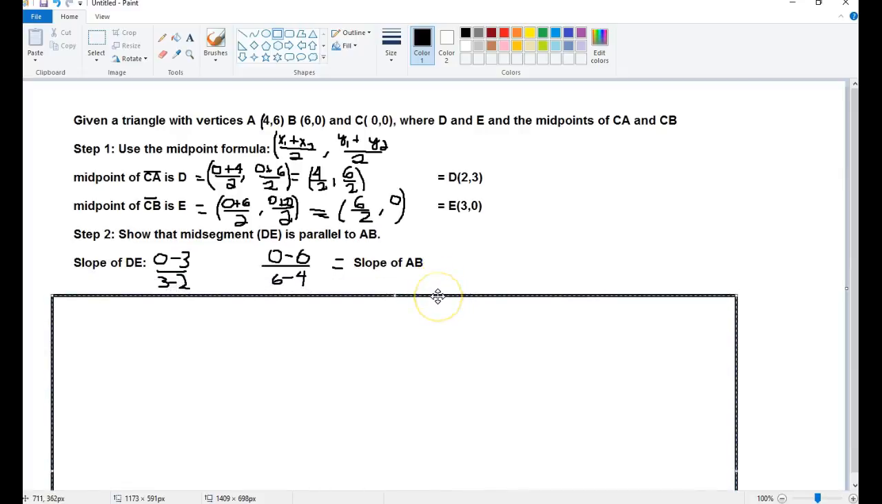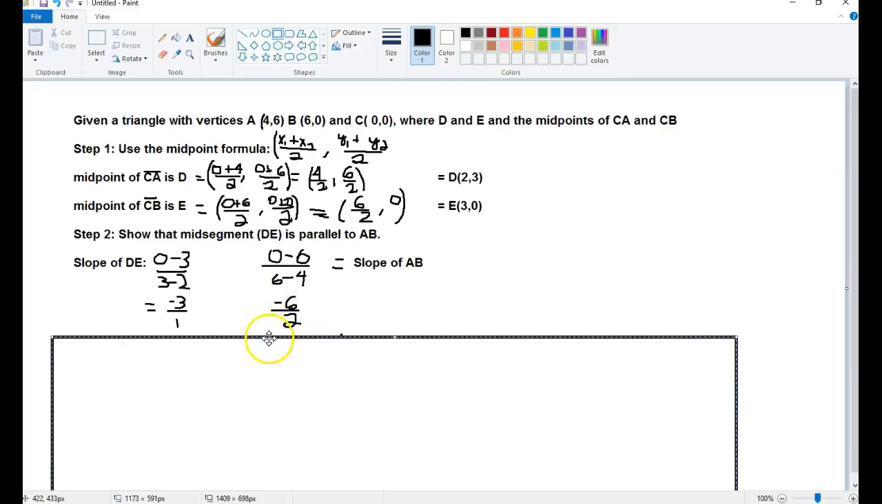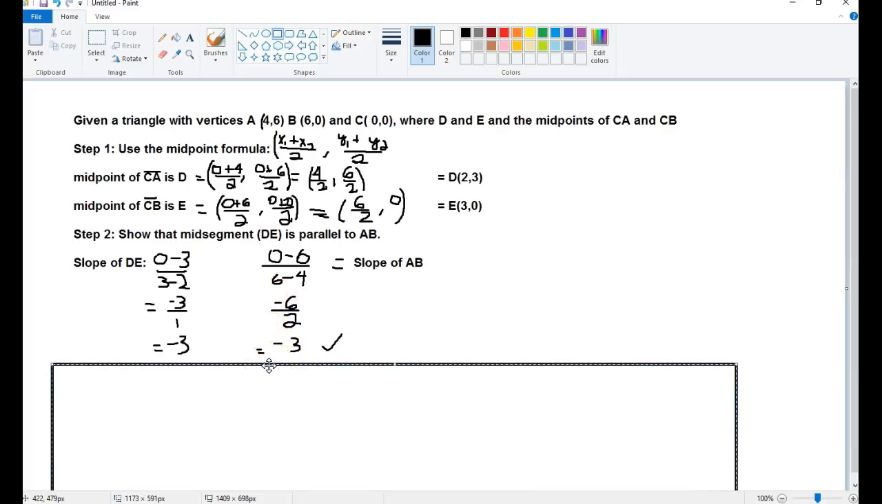So step 2 is showing that the mid-segment DE is parallel to AB. With the slope formula, for DE we do 0 minus 3 over 3 minus 2. And then for AB, we do 0 minus 6 over 6 minus 4. This turns out to be negative 3 over 1, and negative 6 over 2, which is negative 3. Negative 3 equals negative 3. So here we have our slopes being equal.